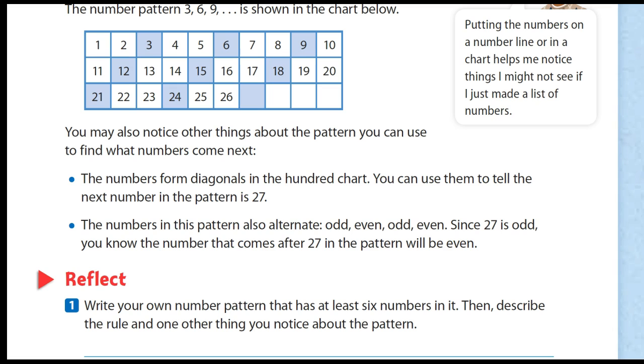The numbers in the pattern also alternate odd, even, odd, even, odd, even, right? Because 1 is odd, 2 is even, 3 is odd. So odd, even, odd, even, odd, even. That's another way to figure it out. Since 27 is odd, you know that the number that comes after 27 is going to be even, right? If this is 27, 28 is even, 29 is odd, 30 is even.